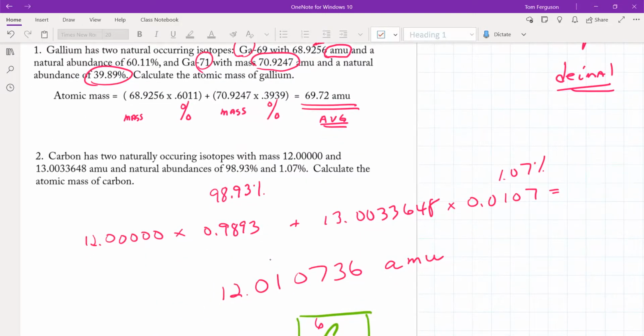Let's look at this problem here. It says carbon has two naturally occurring isotopes, with masses of 12.00000 and 13.00033, and so on, AMUs, okay? And we have 98% of this one and a little over 1% of this one. So we're going to convert the 98.93% to a decimal.